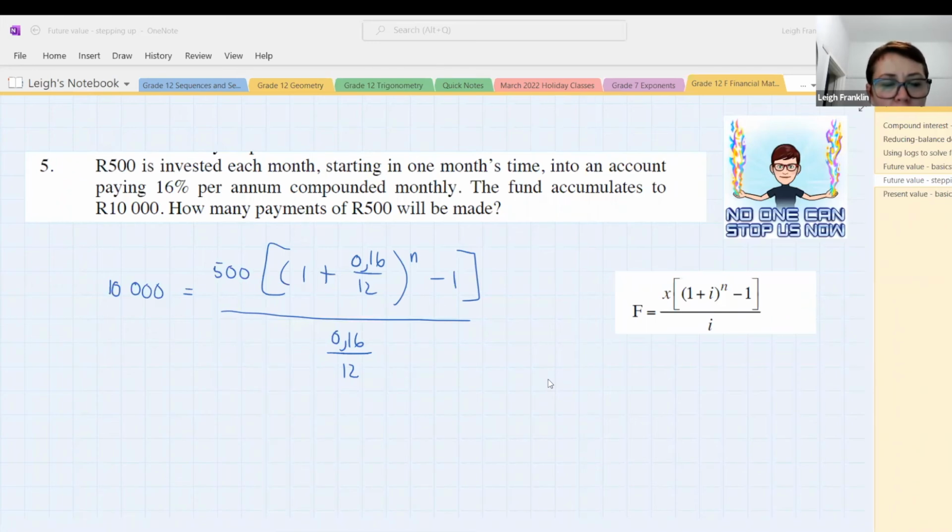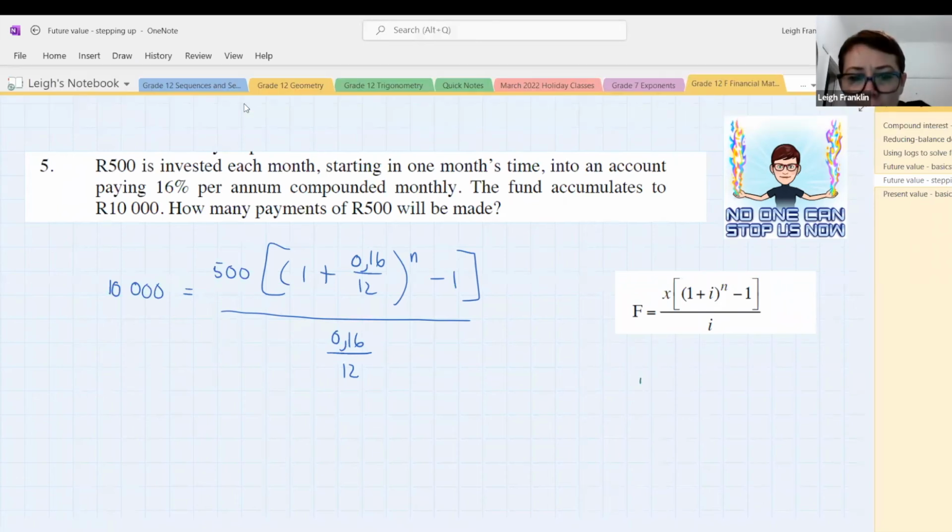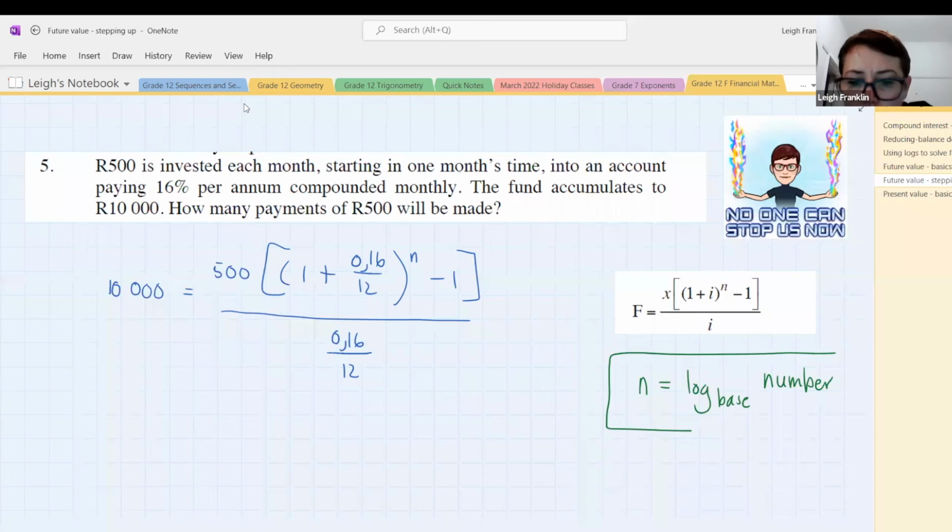Okay, so the whole idea here is we need to solve for n, and we're going to solve for n using logs. So that means we need to isolate our base, because when we want to solve for logs, let's just write it on the side here: n equals log base number. Now that formula is not on our formula sheet. We have to know that off by heart. That's how we're going to solve using logs.